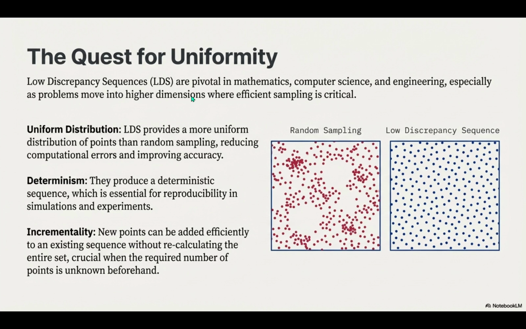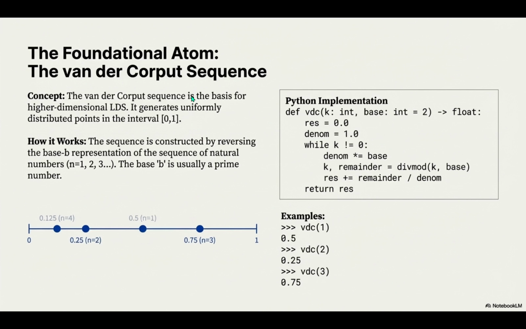You have to start small, really small, with what the source material calls the foundational atom, the van der Corput sequence. The VDC sequence. I love this one. It's so simple, but so clever. It generates perfectly uniform points, but only on a 1D line from 0 to 1. Can you just remind us how that base reversal trick works? Sure, it's constructed by taking the natural numbers 1, 2, 3, 4 and reversing their base-b representation. Usually b is a prime number.